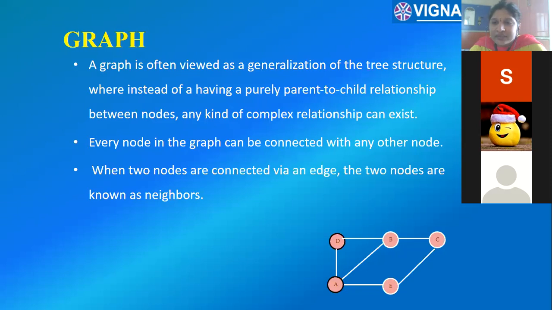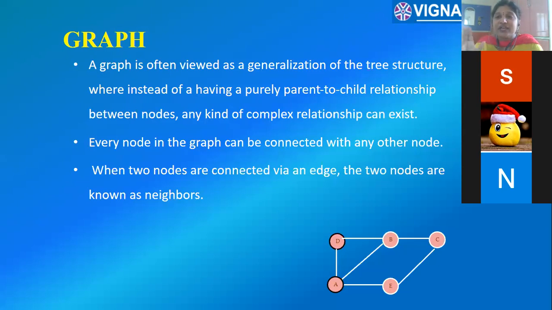What are the edges I am having? How many edges am I having? A to B, D to B, A to B another, B to C, C to E, and A to E. Six edges are there. Now, did you understand the concept of edge and vertex?